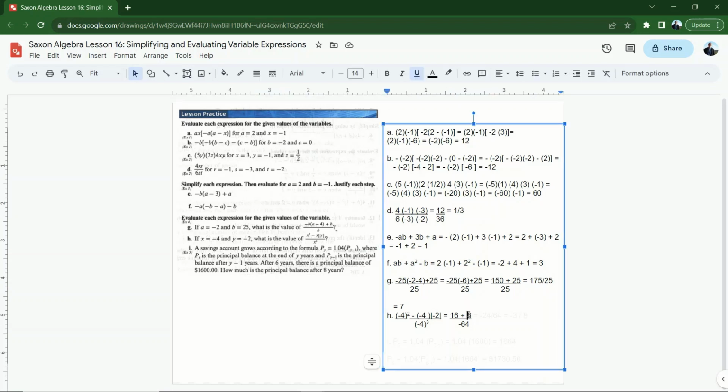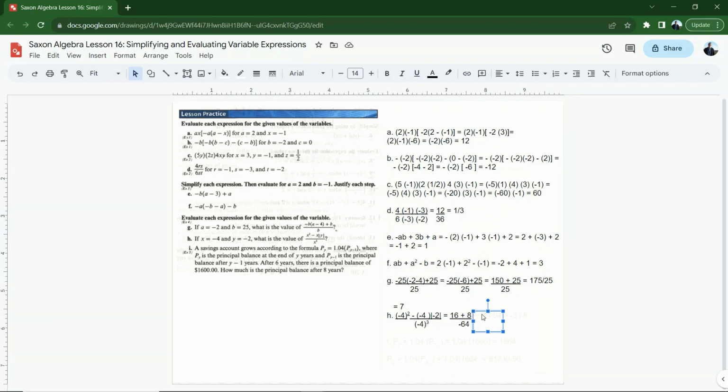And that's how I got this 8 up top here. In the denominator, I'm doing negative 4 to the third. Negative 4 times negative 4 is positive 16 times negative 4 is negative 64. So next, I'm going to add on top of the fraction bar. It's going to become 24 over 64.